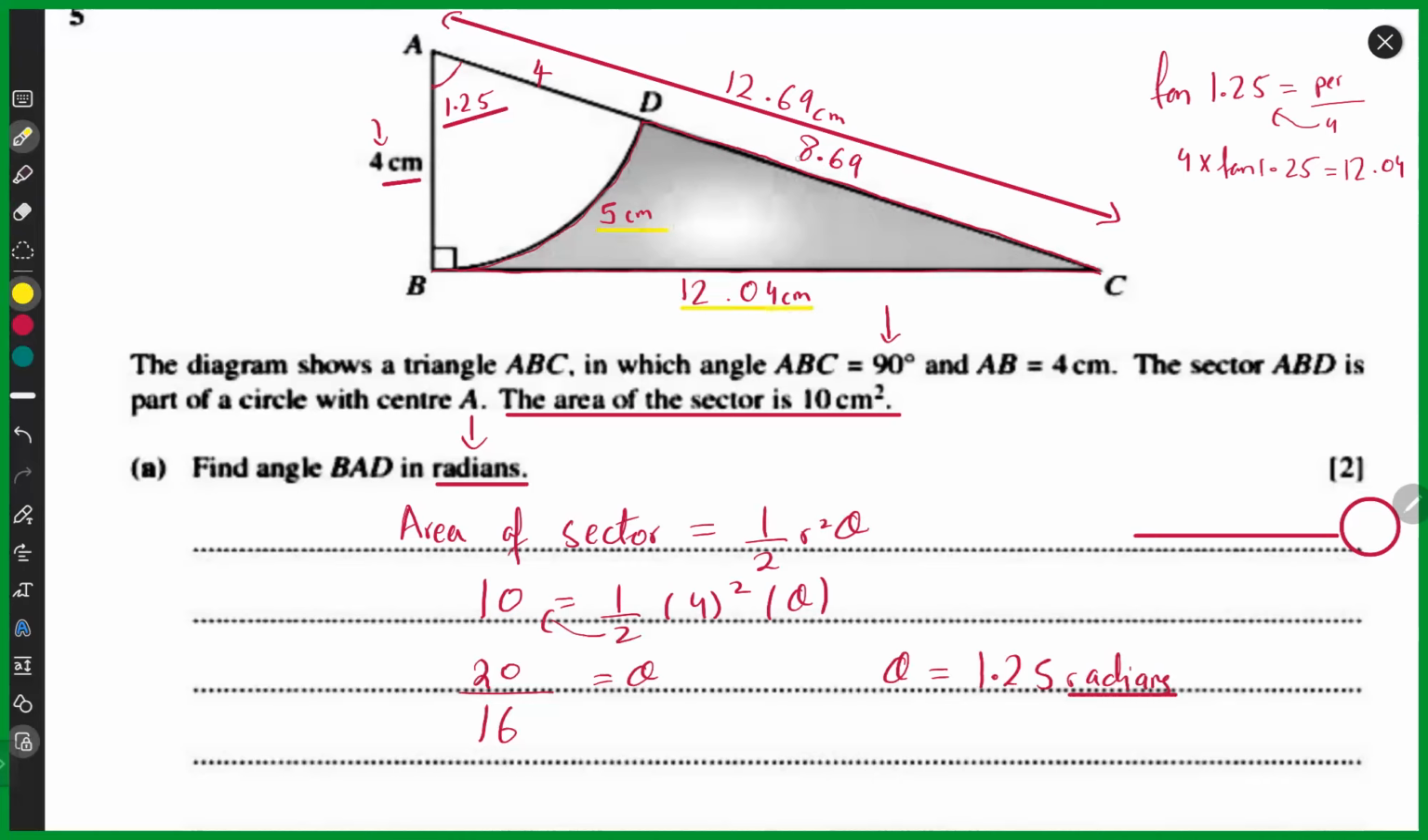Now you have all the three sides. So in order to find the perimeter of the shaded region, we will do 5 plus 8.69 plus 12.04. This would give you 25.72. So the answer is going to be 25.7 centimeters. And this is going to be the answer for the question.